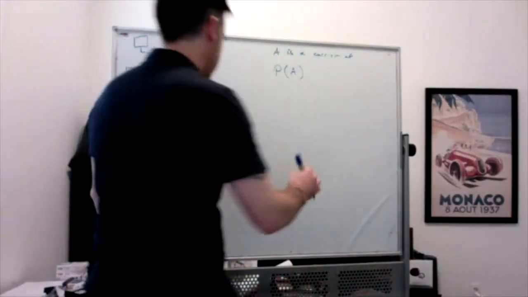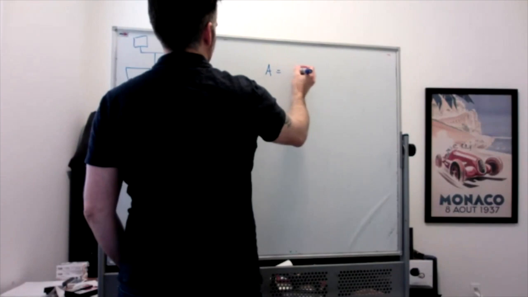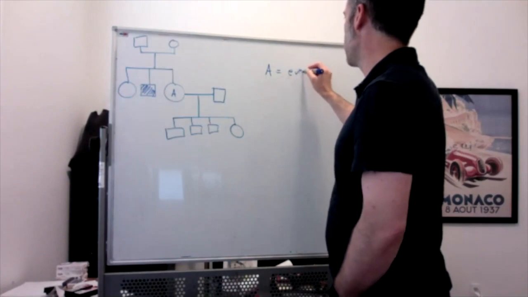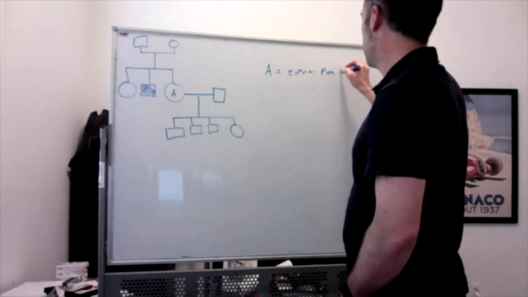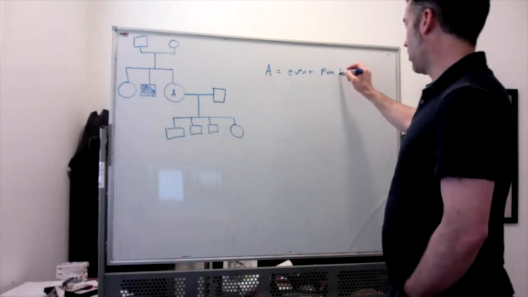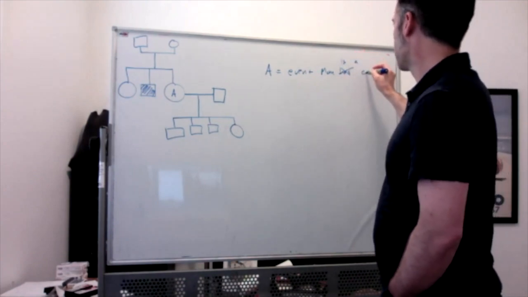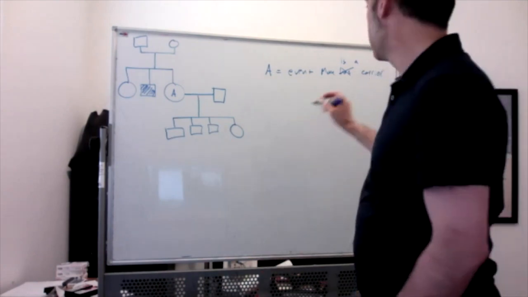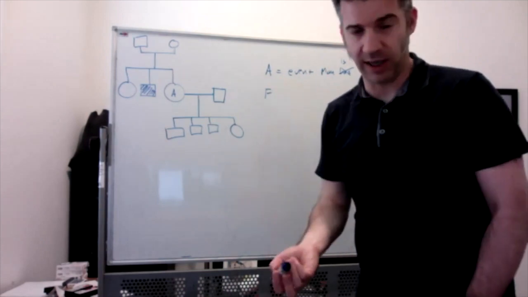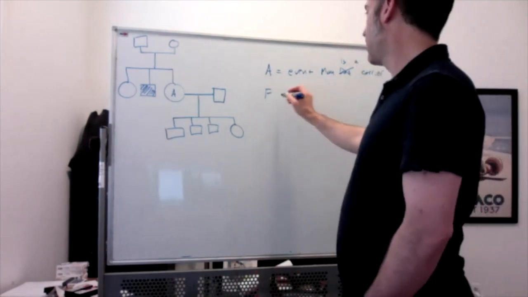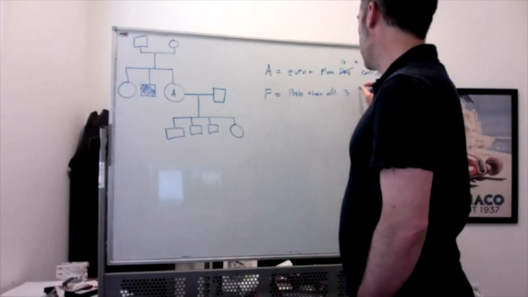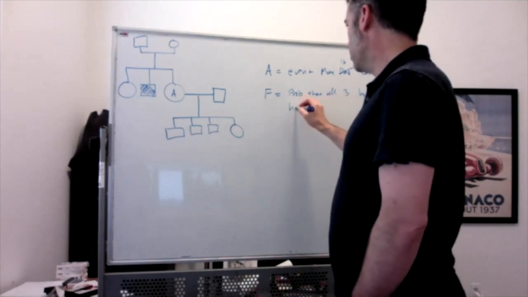Let A be the event that mom is a carrier. We definitely know she doesn't have hemophilia. And then we're going to let F be, and the way this is written is slightly different than what we did in class, but it still gets the same point across. F is the event that all 3 boys have hemophilia.